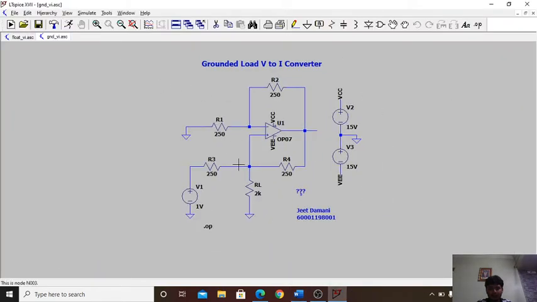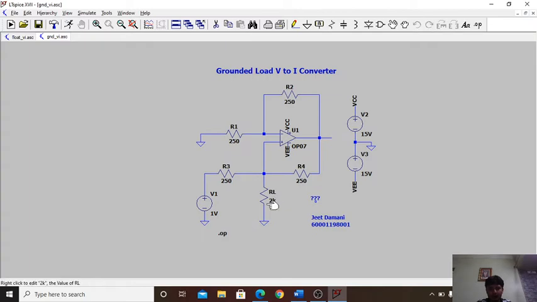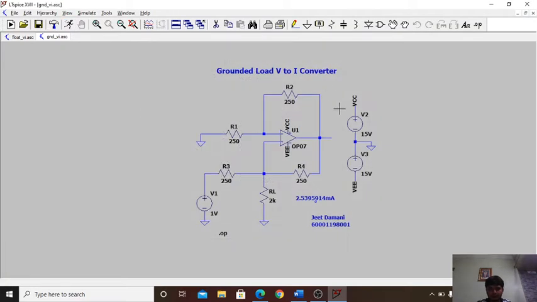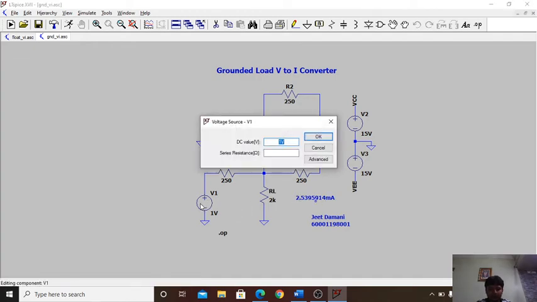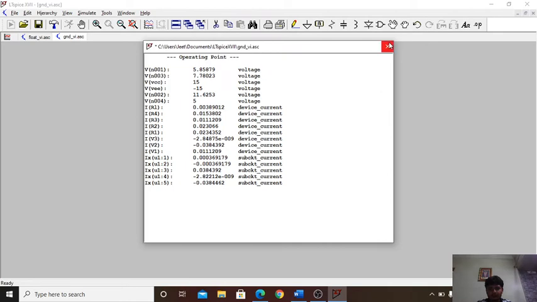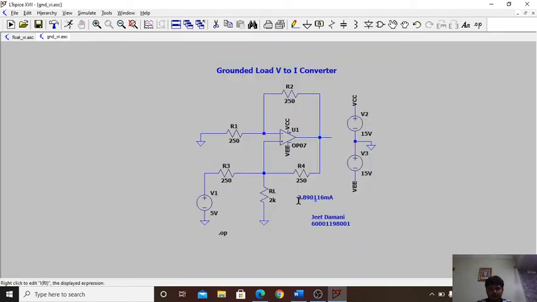This is grounded load V2I converter. This is RL 2 kilo ohms and V in of 1 volt. Now we will run this circuit. So as you can see, we are getting 2.5 milliamps approximately, and now I will just increase this voltage to 5 volts and run this circuit. So as you can see, for 5 volts it is 3.8 milliamps.